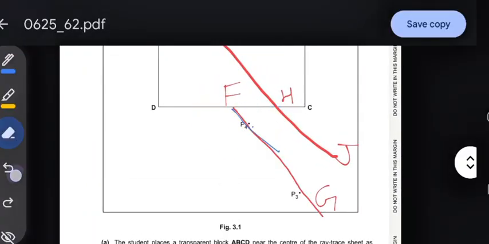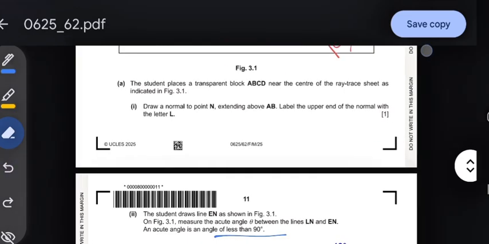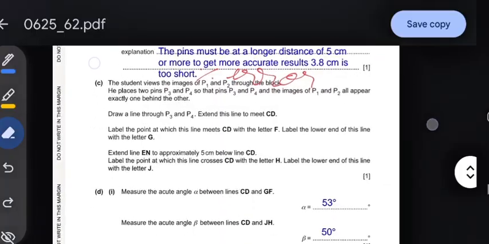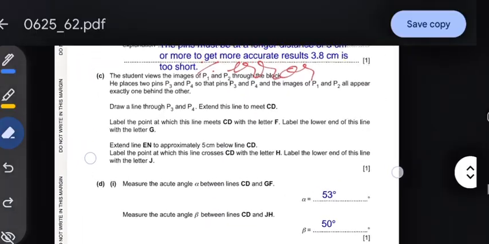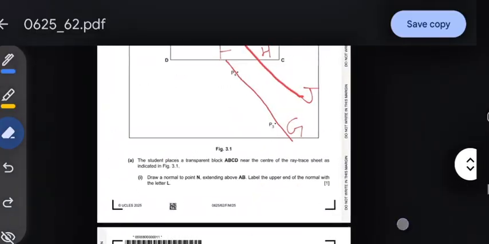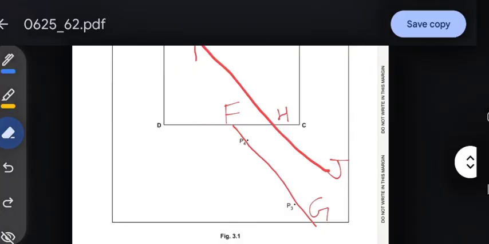Okay, wait. Let me just undo all this. Okay, next. Next one is measure the acute angle between line CD and JH. Between line CD and JH.